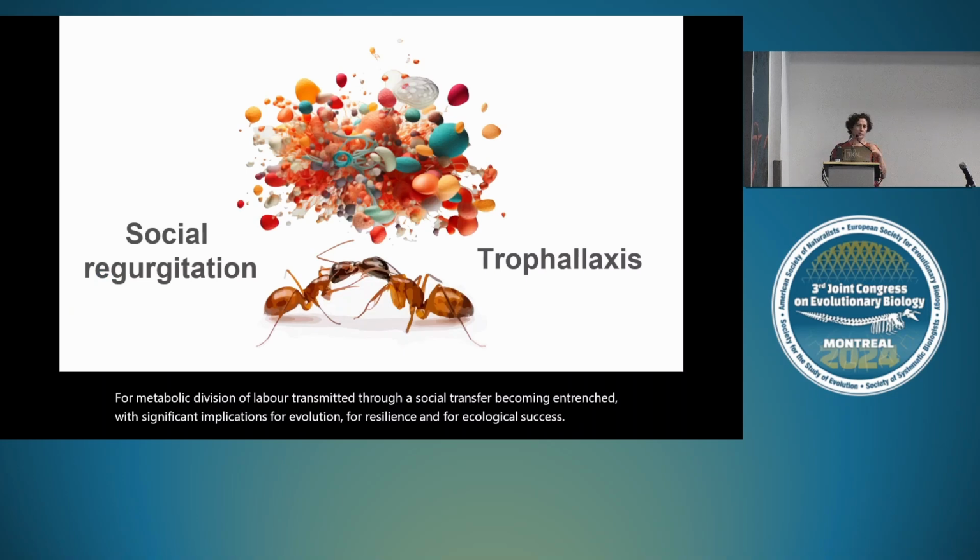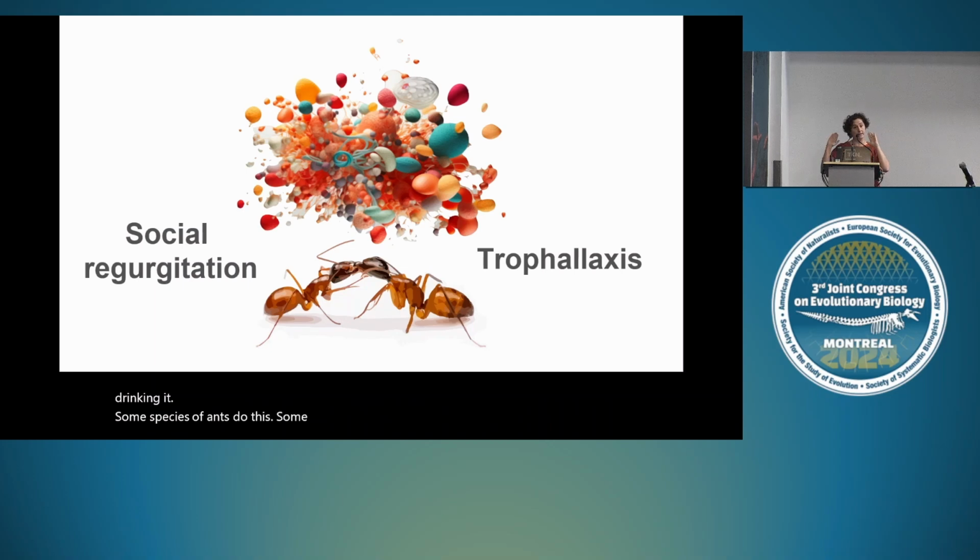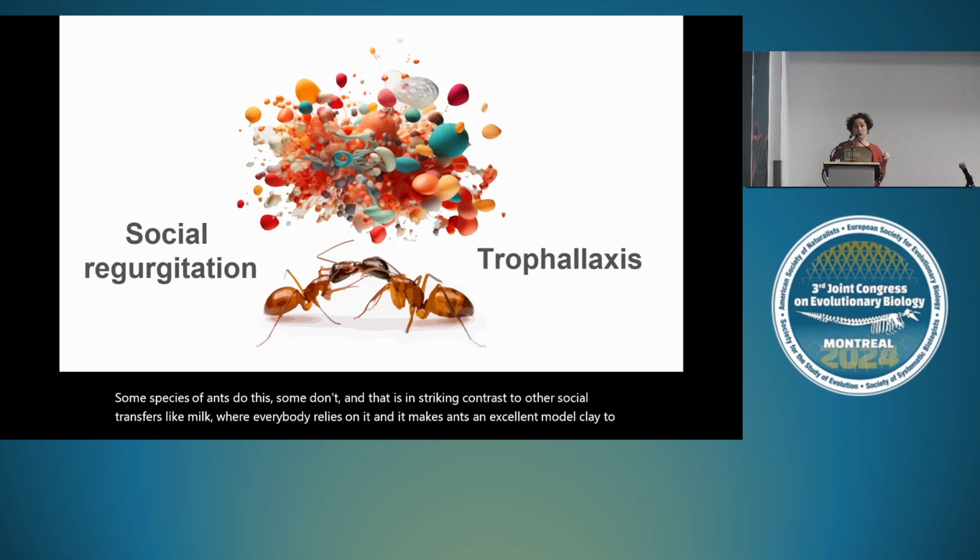Okay, now halfway through the talk approximately, I'm going to start telling you about the primary social transfer I study, which is this one, trophallaxis, social regurgitation. About 3/4 of all ants engage in this behavior, and this is basically one ant regurgitating and the other ant drinking it. Some species of ants do this, some don't. And that is in striking contrast to other social transfers like milk, where everybody relies on it. And it makes ants an excellent model clade to study the evolution of social transfers.